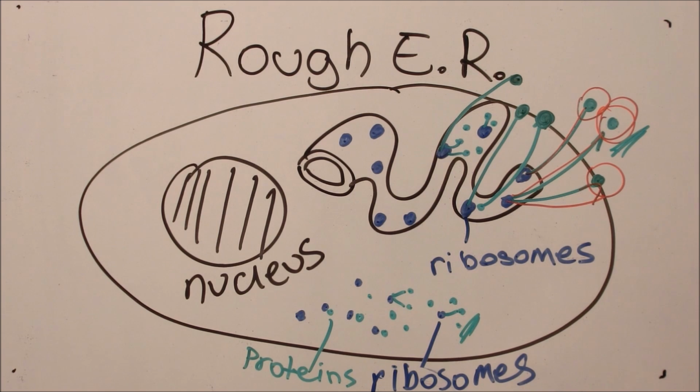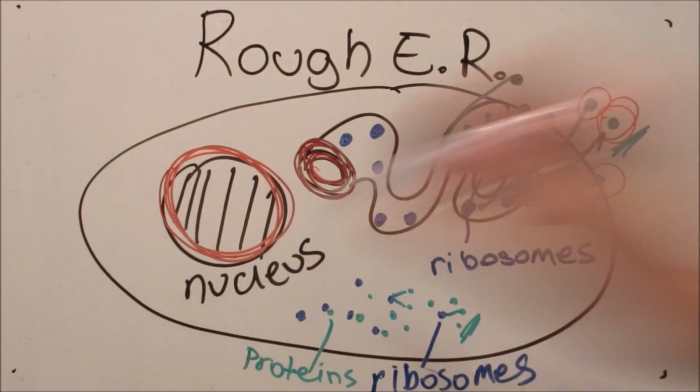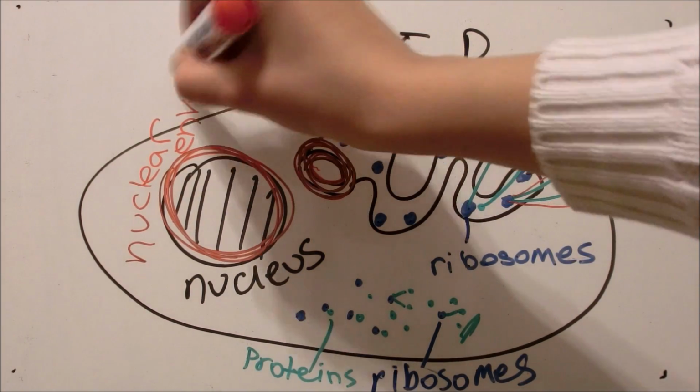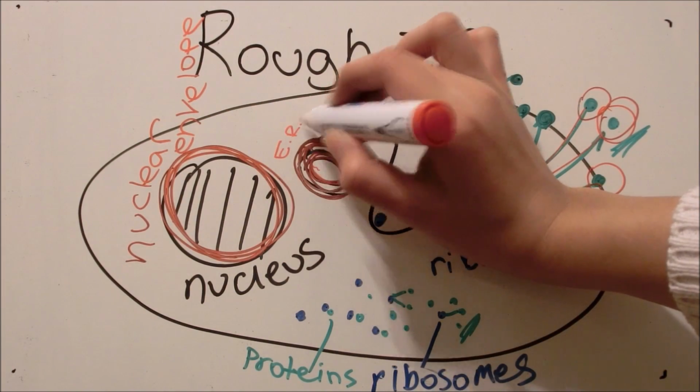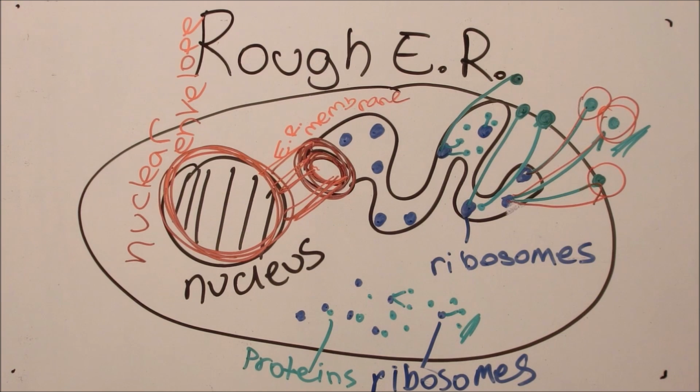The membrane of the rough ER forms a large double membrane sheet that is connected with the nuclear envelope. The nuclear envelope and those double membrane sheets are drawn in red, as you can see. So they are connected to each other, but they're also connected to the nucleus.